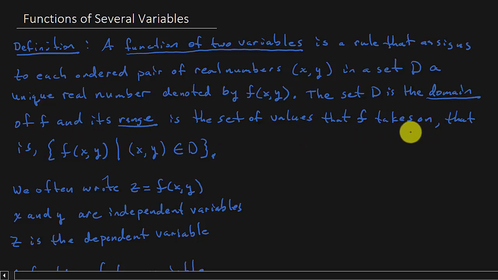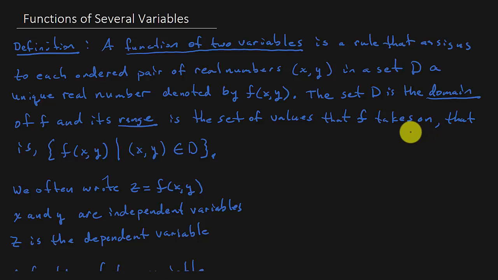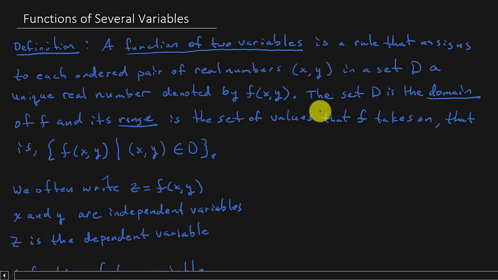You can think about when you learned linear functions. The x, y are the numbers you plug in, and the f of x, y is the number that comes out, like plugging in your x values and getting out your y values. The range is the set of values that f takes on, that is, the set of all f of x, y such that (x, y) is an element of the domain.